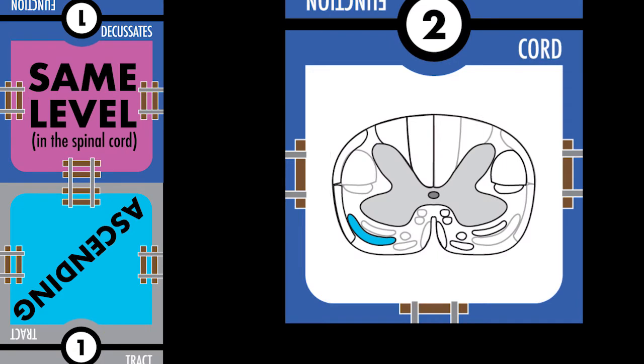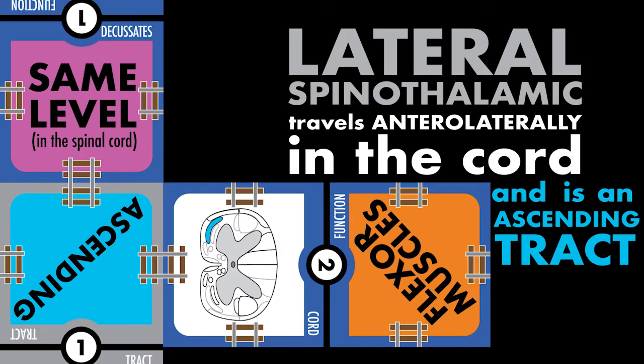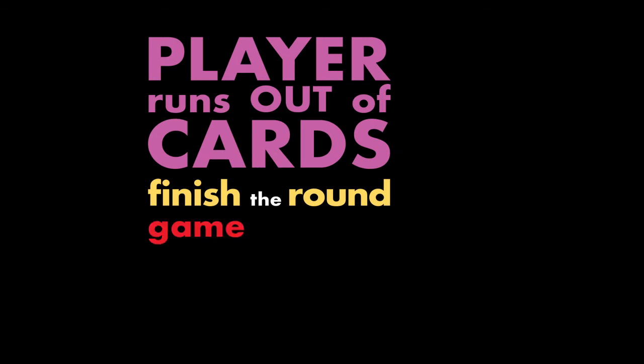If you play a card depicting the spinal cord, you are to state where the tract travels in the cord. Here we would say the lateral spinal thalamic travels anterolaterally in the cord and is an ascending tract. Finally, you would draw a card and pass the turn. When a player runs out of cards, finish the round. This marks the end of the game.